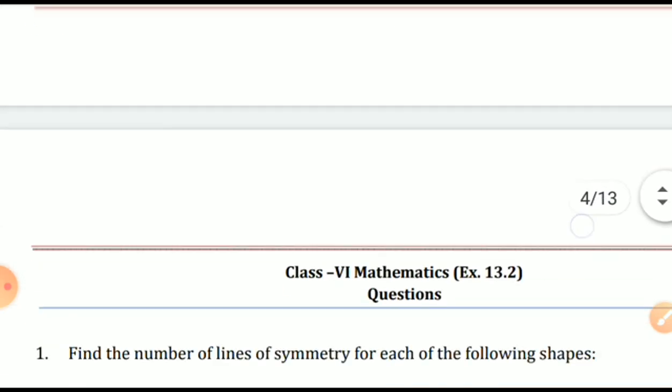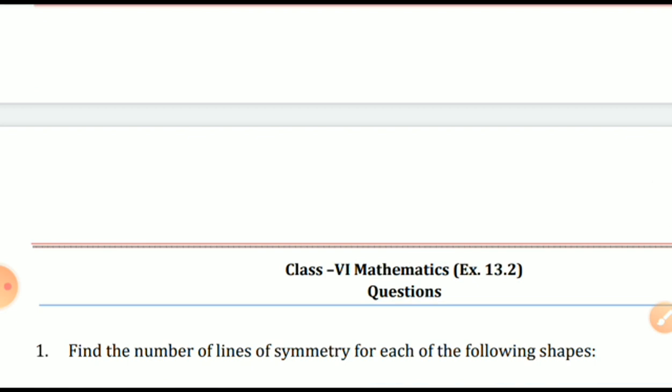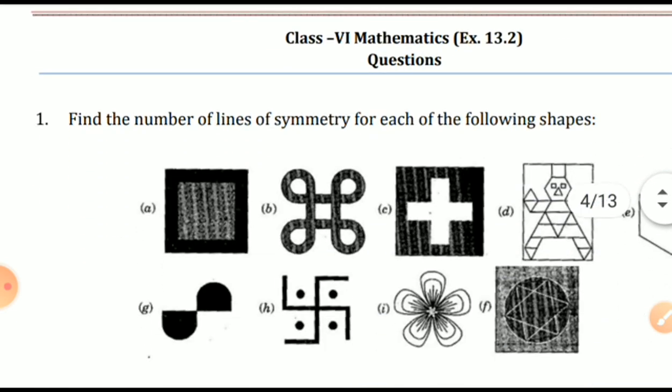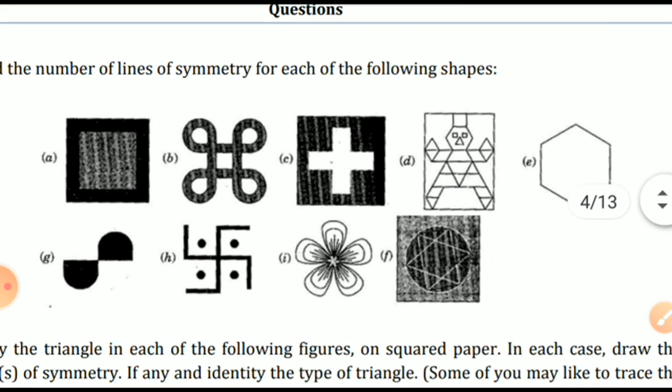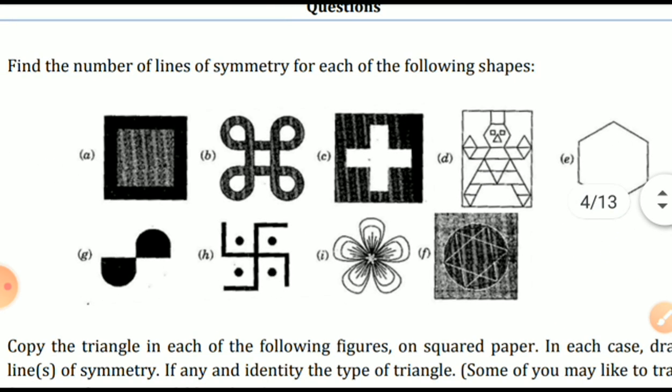Very good, students. Now we are moving on to our exercise 13.2. Questions are here. Again, very interesting questions are given. My dear students, find the number of lines of symmetry for each of the following shapes. Here pictures A to F are given. All are different shapes. We have to find out the lines of symmetry.